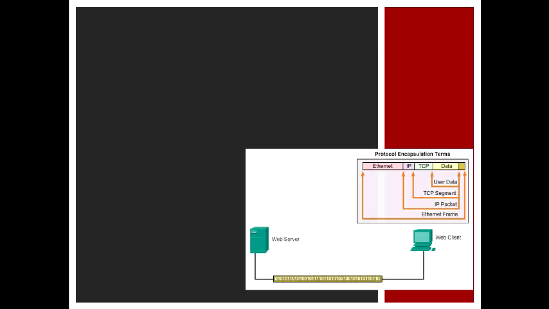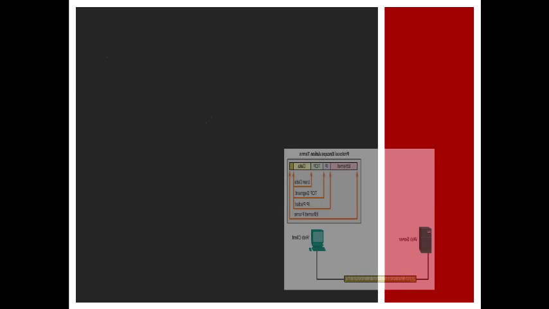The de-encapsulation is the process used by a receiving device to remove one or more of the protocol headers. The data is de-encapsulated as it moves up the stack toward the end user application.